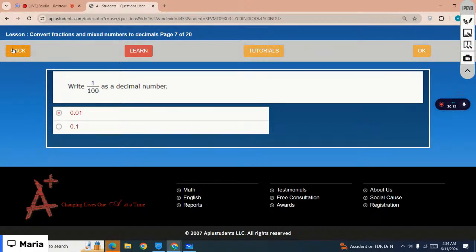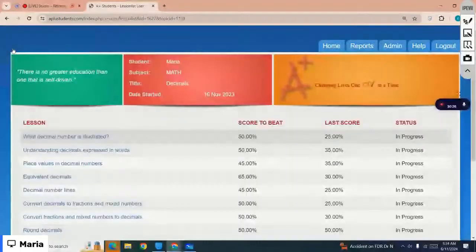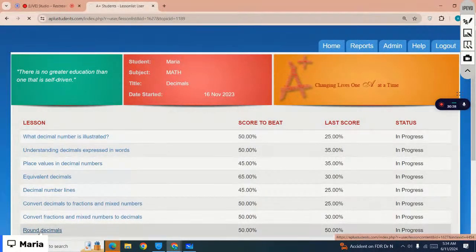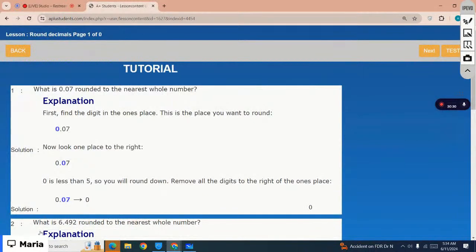Okay, you can complete the lesson by yourself later today. Let me just move on to the next lesson, and the next lesson is, I think, rounding. Lesson is round decimals. What is 0.07 rounded to the nearest whole number?